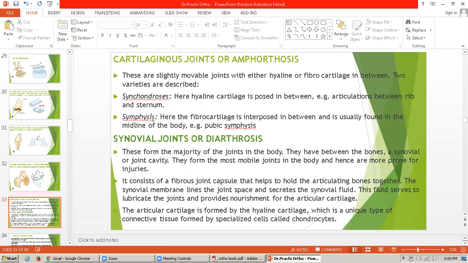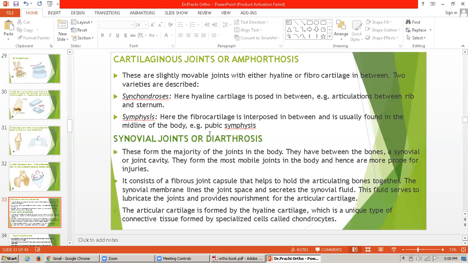Then, symphysis. Here, fibrocartilage is interposed in between and it is usually found in the midline of the body. For example, the pubic symphysis. So, when fibrocartilage is interposed in between and the joint is found in the midline of the body, that is the pubic symphysis.